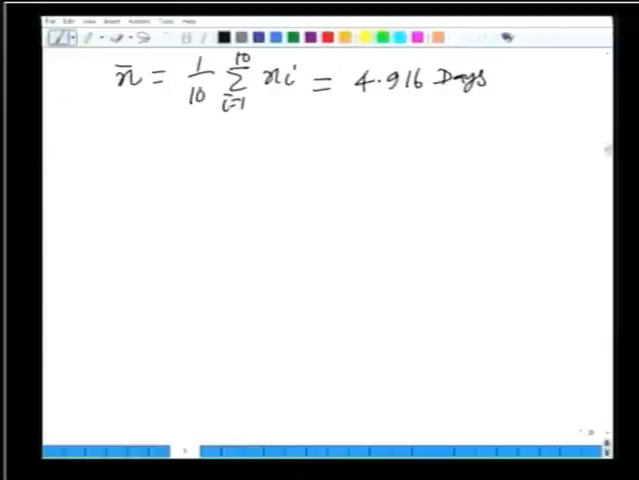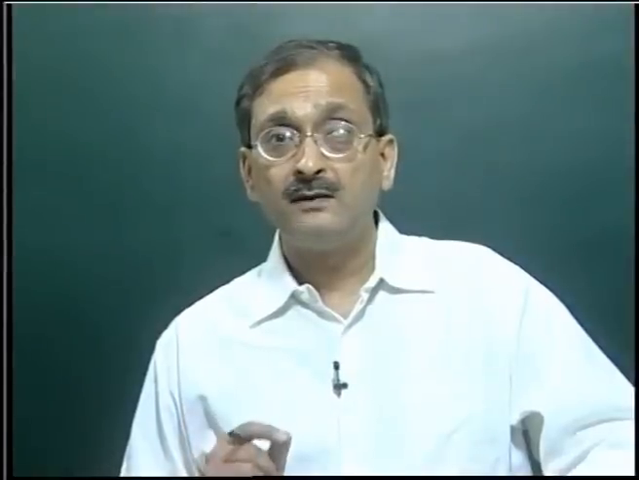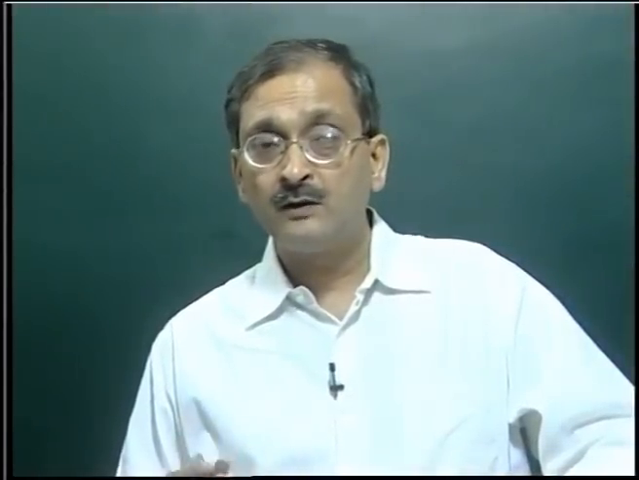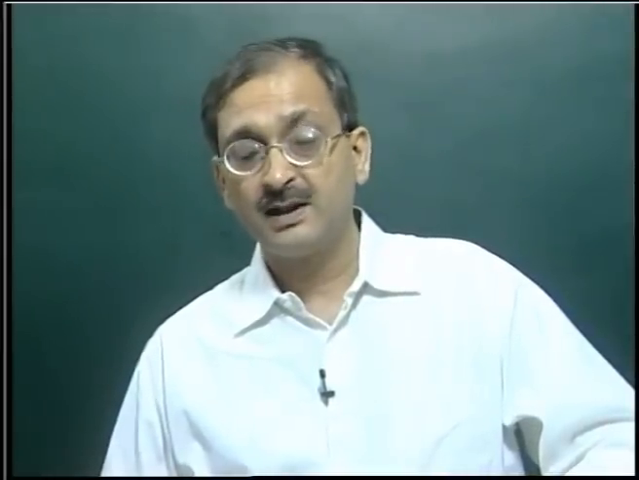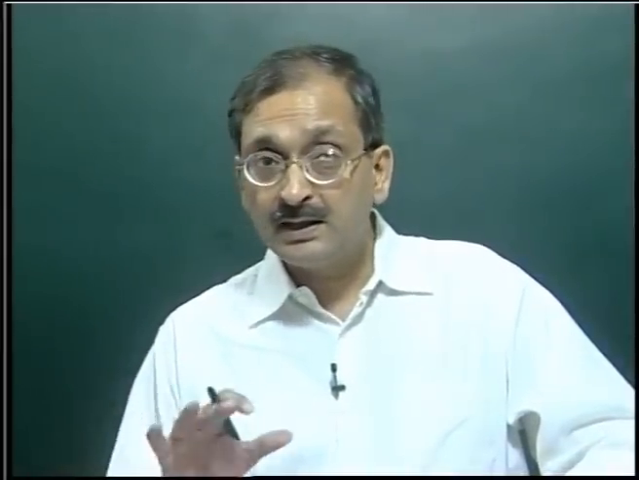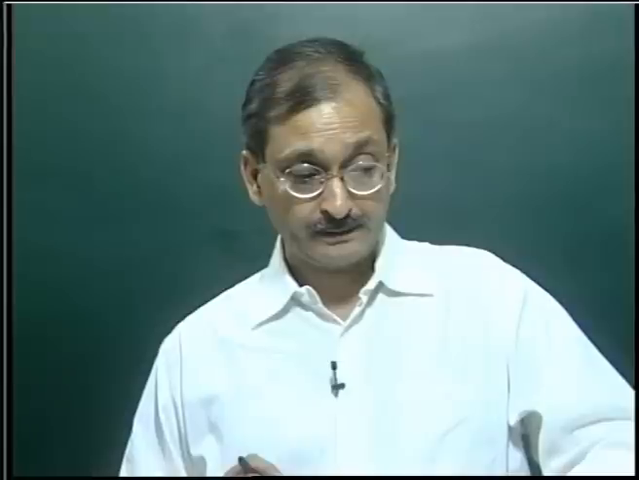So, this is your x bar, or on an average the inter-arrival time between two rainfall events is how much? About 4.2 days or 4.9 days or 5 days, okay, as per the data that is available to us.